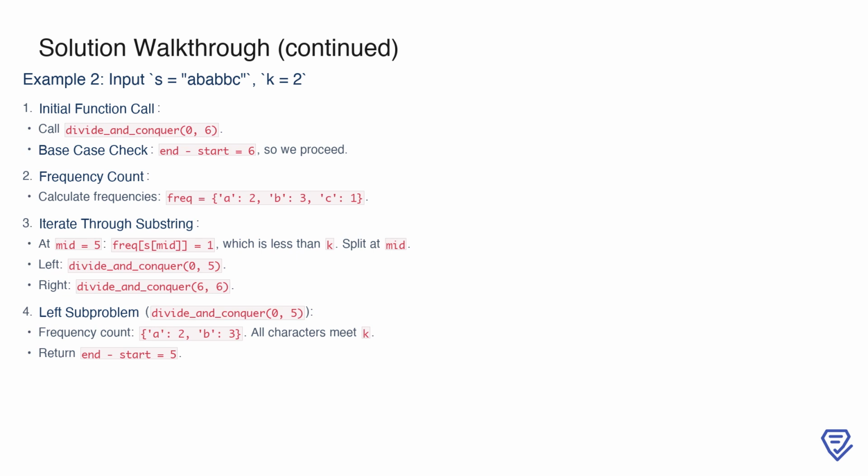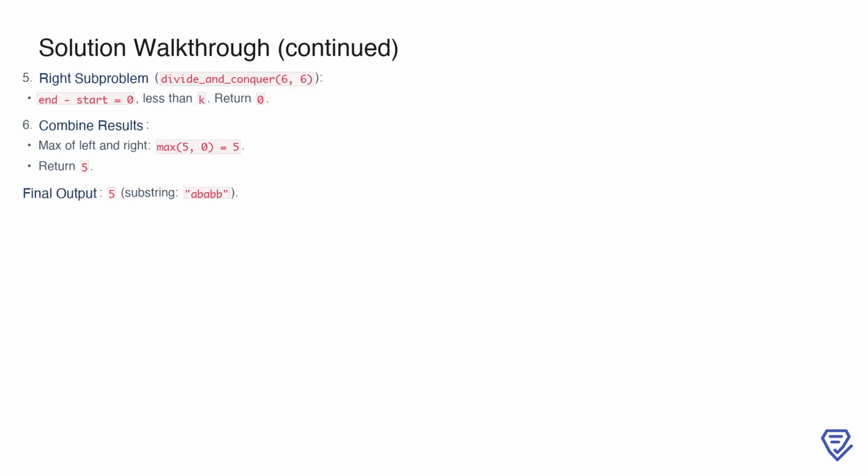Focusing on the left subproblem, divide_n_conquer(0, 5), we calculate the frequencies as a: 2, b: 3. Here, all characters meet the condition of appearing at least k times, so we return the length of the substring, which is end - start = 5. Now, for the right subproblem, divide_n_conquer(6, 6), the length of the substring is end - start = 0, which is less than k. As a result, we return 0 immediately.